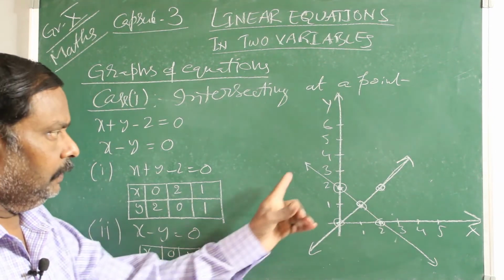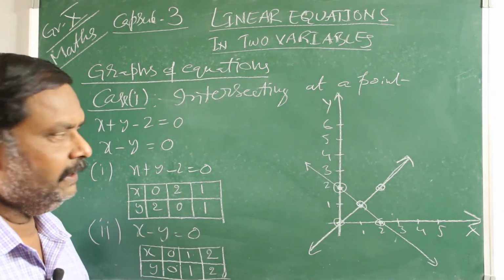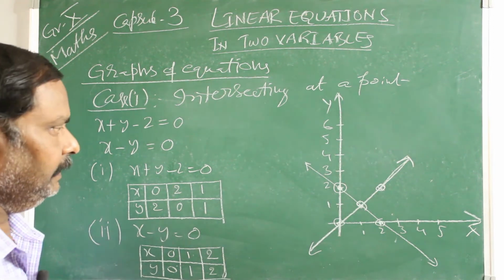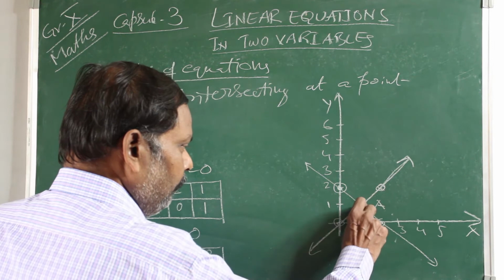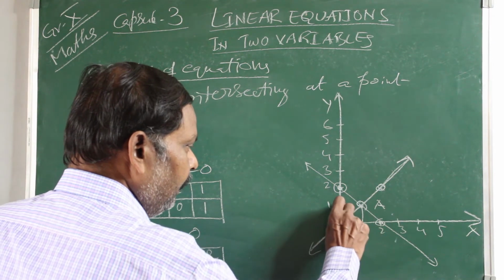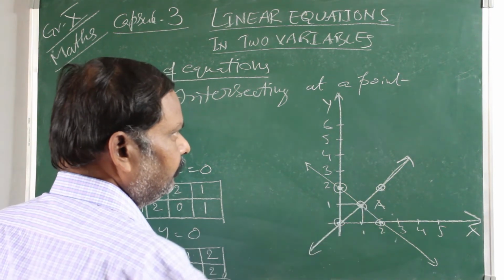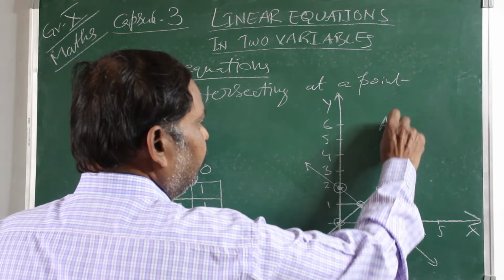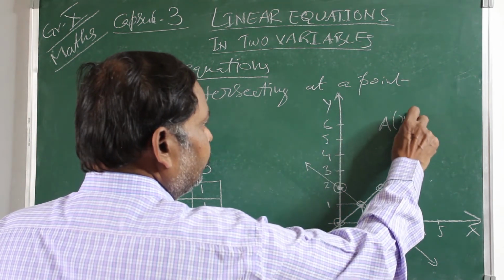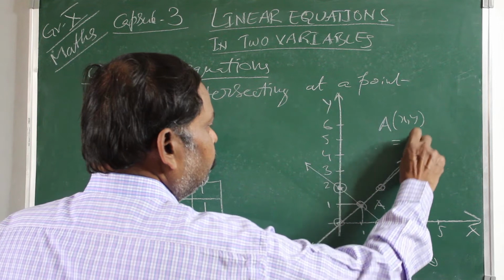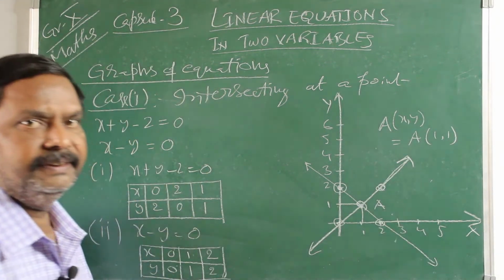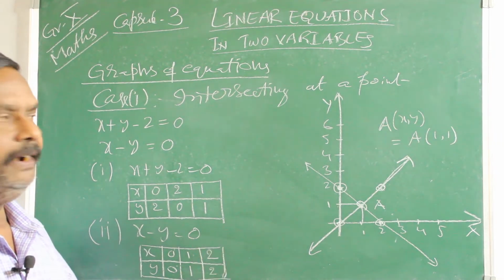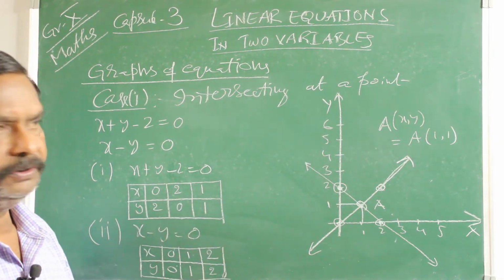Now see, the two linear equations intersected at a point. Say the point is A. Drop a perpendicular onto the x-axis, and another perpendicular onto the y-axis. Then A(x, y) is equal to A(1, 1). Since the two lines intersected at one point, you will get a unique solution.